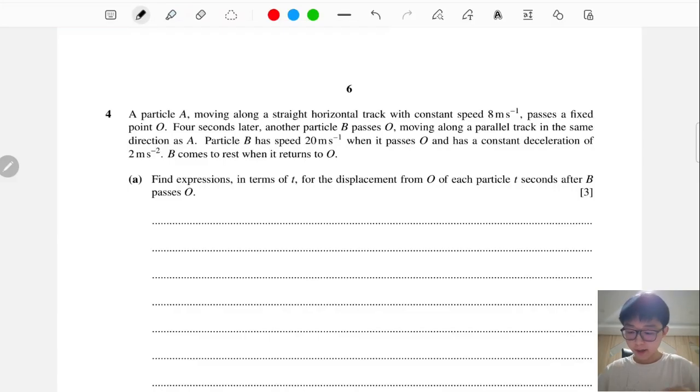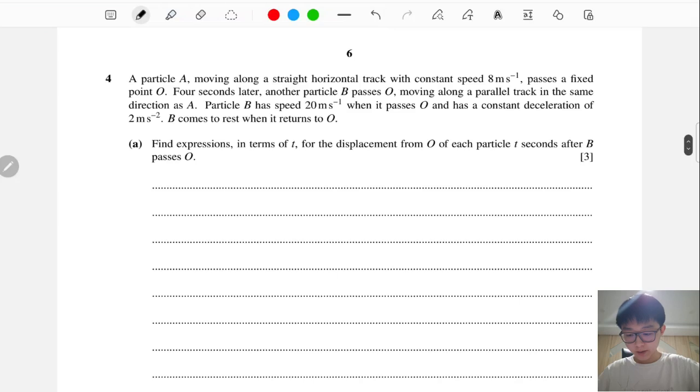Question number 4. A particle A moving along a straight horizontal track with constant speed 8 meters per second passes a fixed point O. 4 seconds later, another particle B passes O moving along a parallel track in the same direction as A. Particle B has speed 20 meters per second when it passes O and has a constant deceleration of 2 meters per second squared. B comes to rest when it returns to O. The question is, find expressions in terms of t for the displacement from O of each particle t seconds after B passes O.